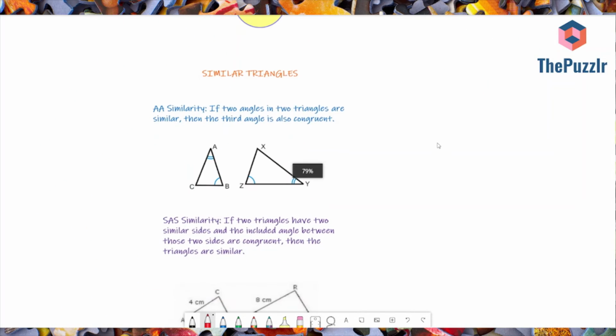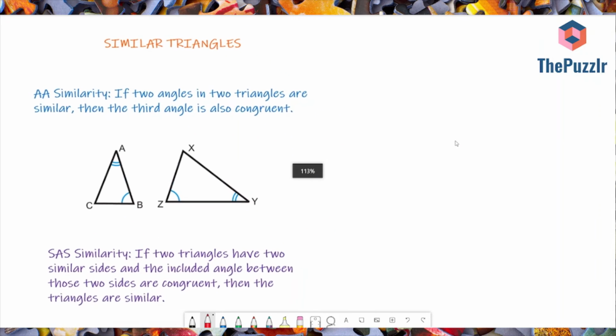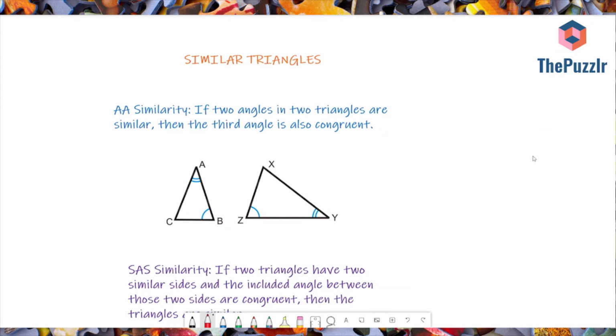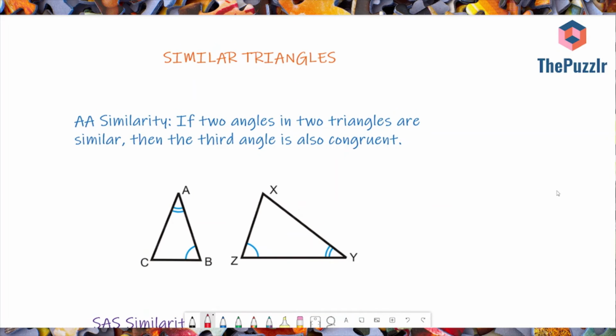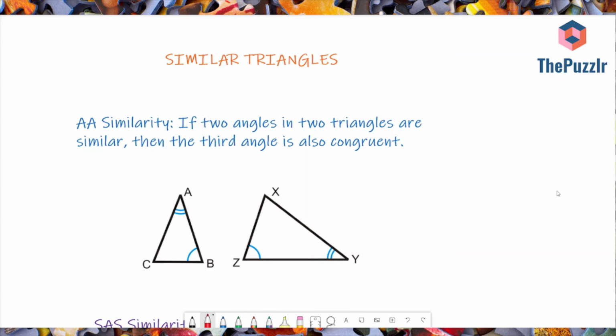Okay, one very important topic, and something that most AMC 10 students have familiarity with already, is similar triangles. Just to review, there are 3 different ways to know if two triangles are similar. There's double angle similarity: if two angles in two triangles are congruent, then the third angle is also congruent, which makes the two triangles similar.